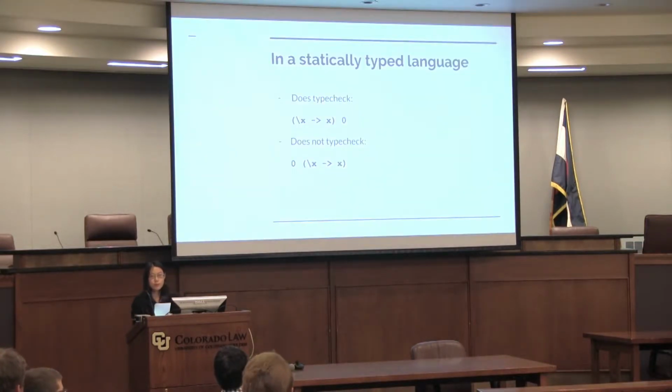Okay. So to illustrate what I mean by this question, I have a couple motivating examples here. The first example is the identity function applied to the number 0. And those of you familiar with statically typed languages will know that this expression does type check. You have a function, and you're giving it a parameter. Everything works out. In the second example, you have 0 applied to the identity function.